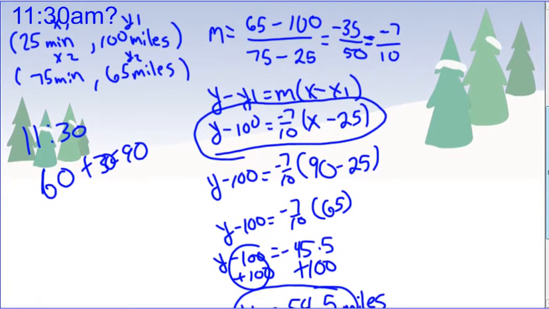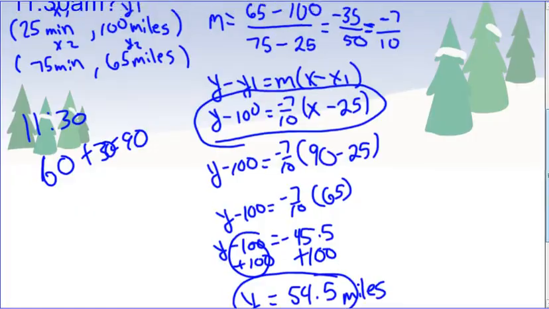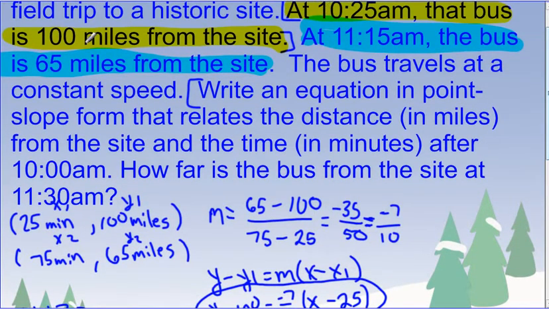Big, long, complicated problem. You're not going to see many problems like this. There will be a few possibly, but you're not going to see many. One thing to realize here, and this happened in one of the other problems as well, is they gave you two pieces of information: 10:25 is 100 miles away, and 11:15 is 65 miles away. Realizing that those two pieces of information could be interpreted as 2 points on a coordinate grid.